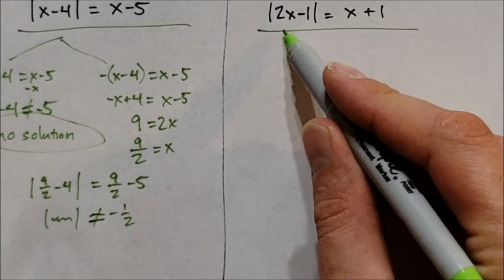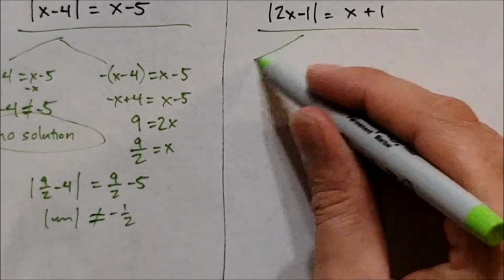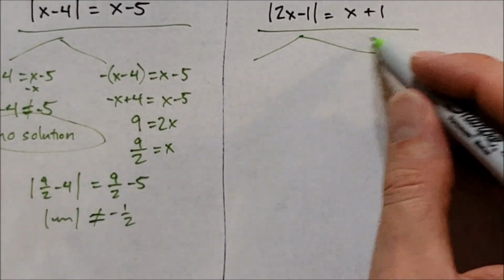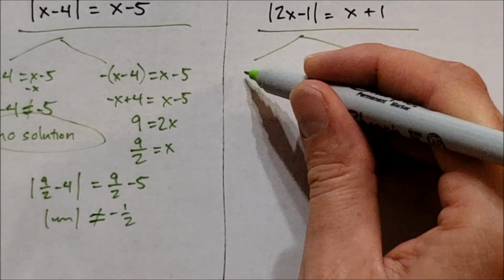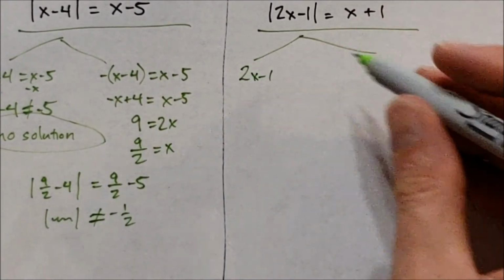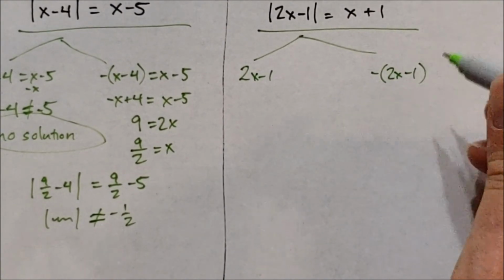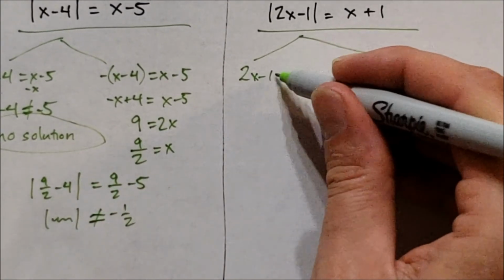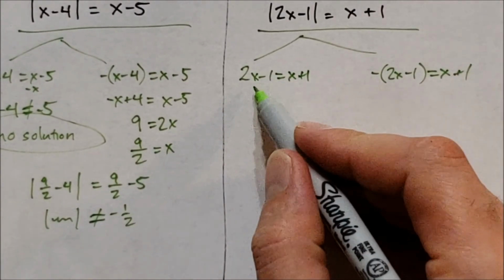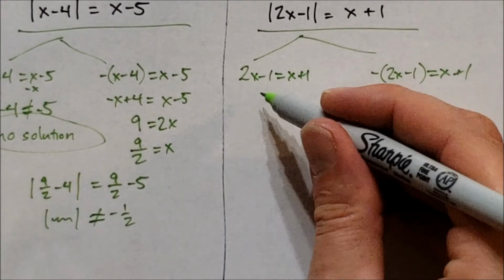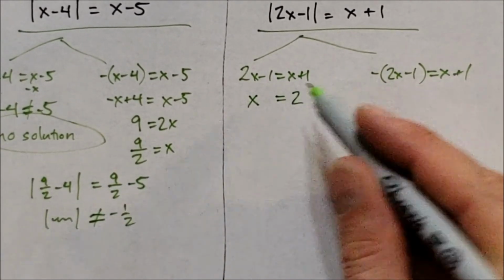The absolute value of 2x minus 1 equals x plus 1. Same thing: we already have the absolute value bars isolated, so we're going to divide this into two scenarios, where it's 2x minus 1 and the opposite of 2x minus 1, equals x plus 1. Let's take a look. Subtract x from both sides, we just have x. Add 1 to both sides, we have 2. We're done.